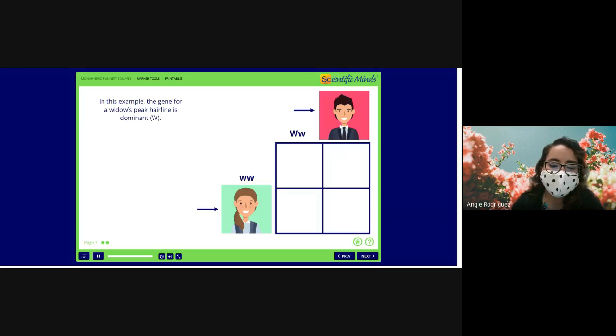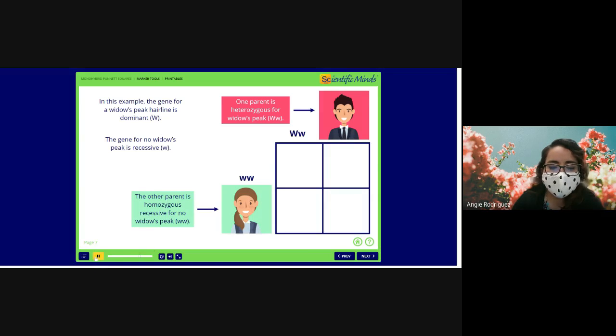In this example, the gene for a widow's peak hairline is dominant, big W. The gene for no widow's peak is recessive, little w. One parent is heterozygous for widow's peak, big W, little w. The other parent is homozygous recessive for no widow's peak, little w, little w.